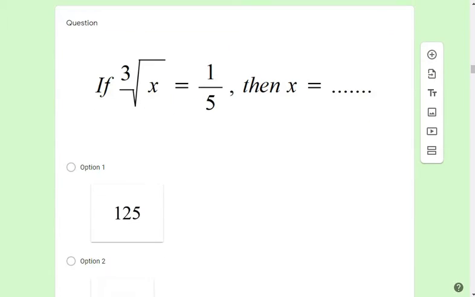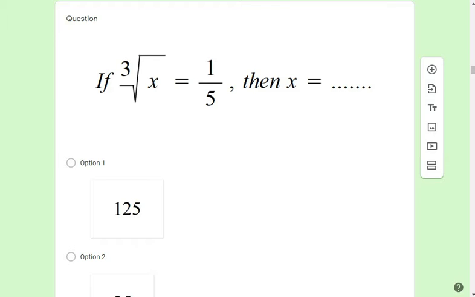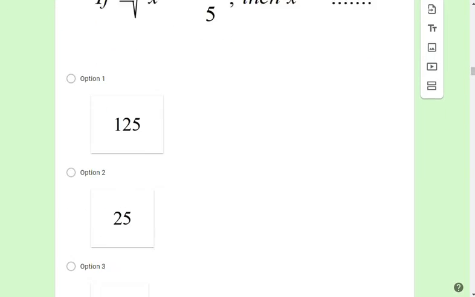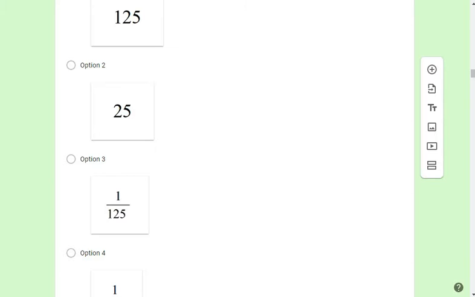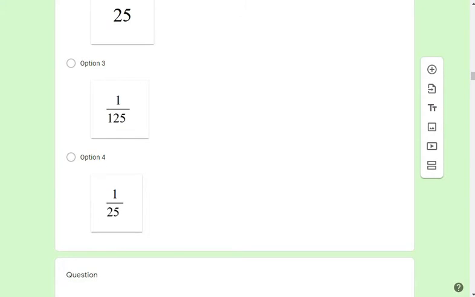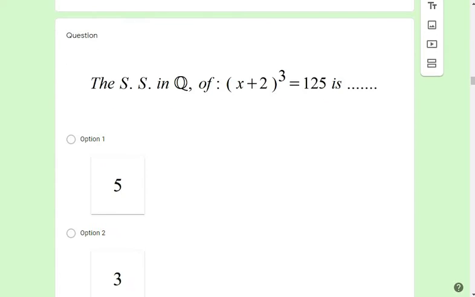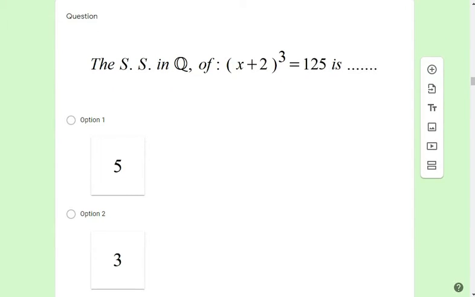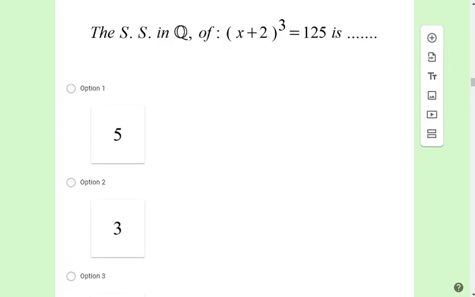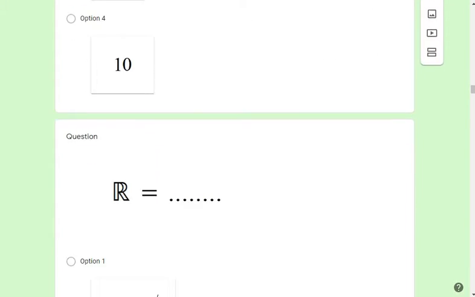The next, if cubic root x equals 1/5, then x equals what? Choose one of the following answers: 125, 25, 1 over 125, or 1 over 25. The next, the solution set in Q of the equation (x plus 2) all to the power of 3 equals 125 is what? Choose one of the following answers: 5, 3, 7, or 10.